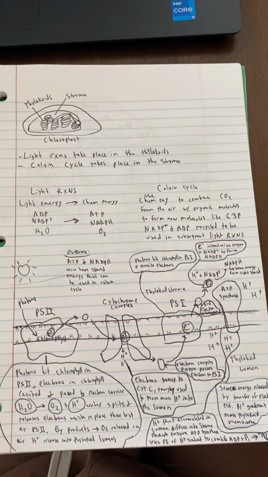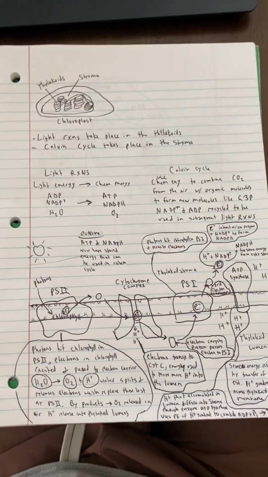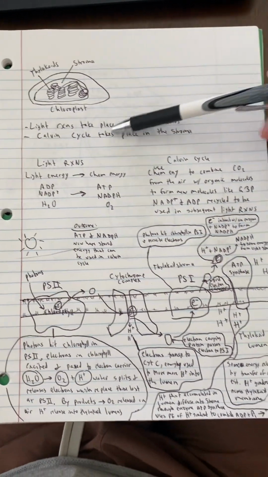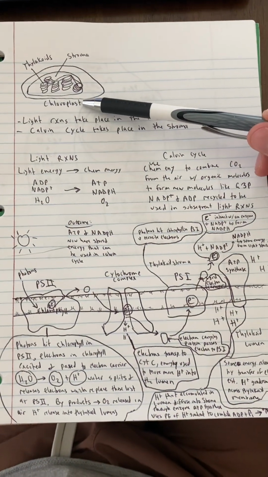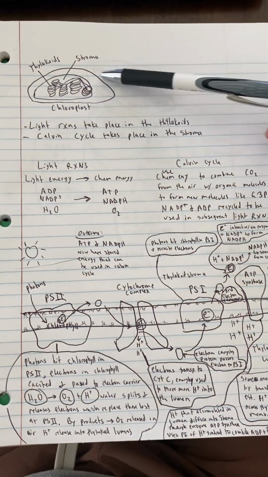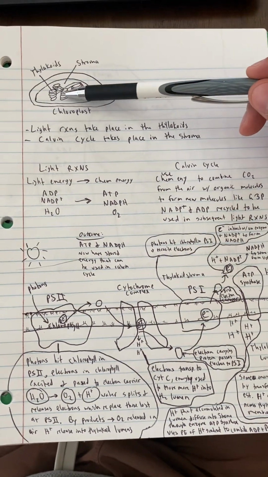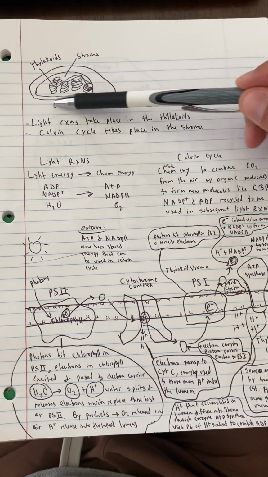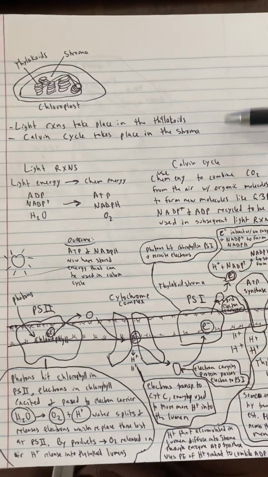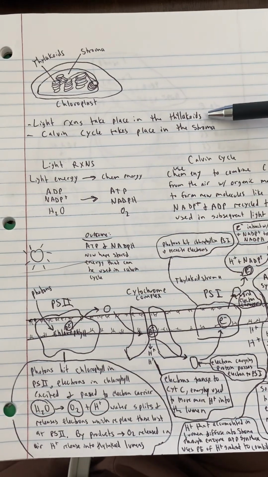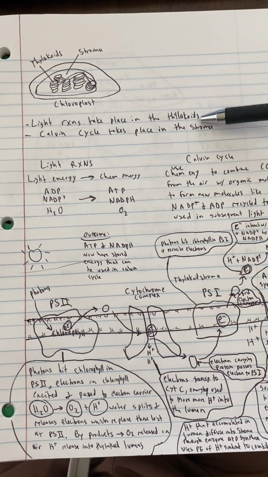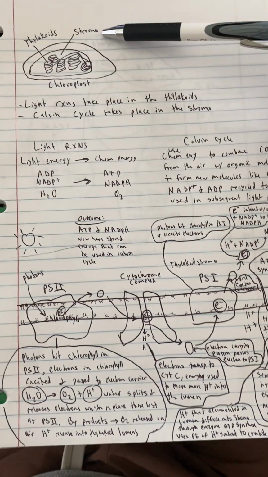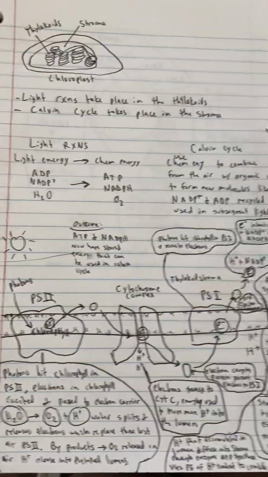All right, so this is the alternate assessment for photosynthesis. Starting off, photosynthesis is going to take place within the chloroplast of the plant cell. You can see within the chloroplast are the thylakoids, which are illustrated as these little stacks here, and the stroma, which is the watery substance surrounding that. The light reactions are going to take place in the thylakoids, and then the Calvin cycle will take place in the stroma.